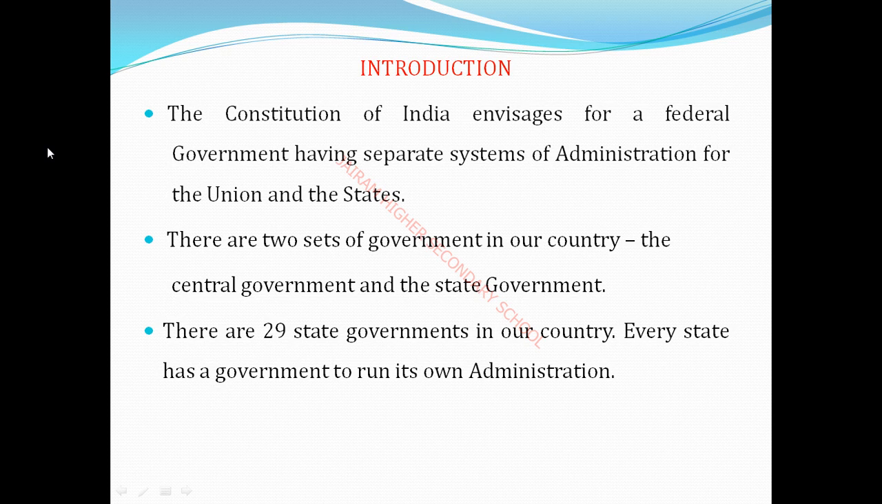Under the state governments are various. I told you already that 29 state governments are there. What are the 29 state governments? You just take a note of this, children.